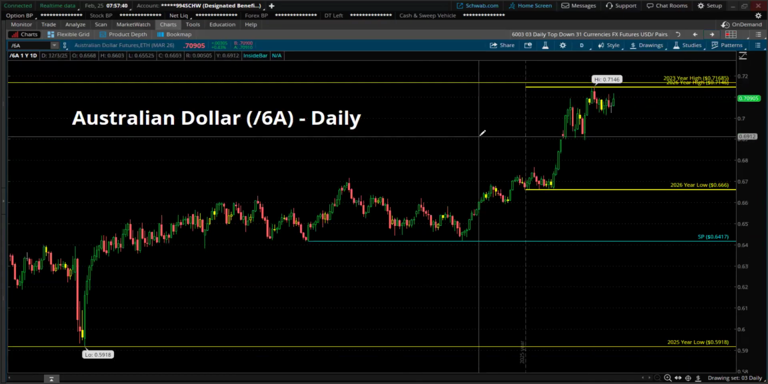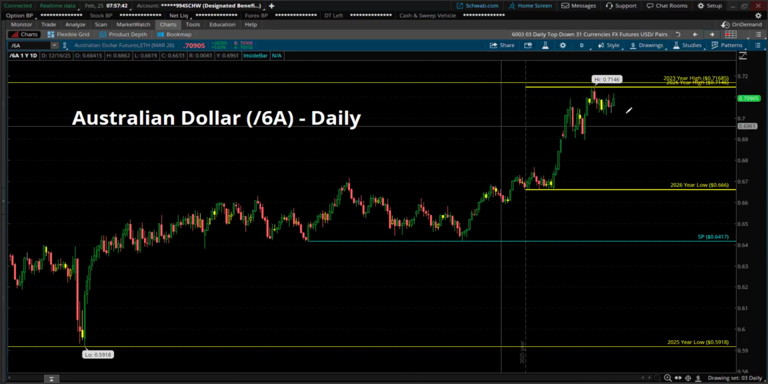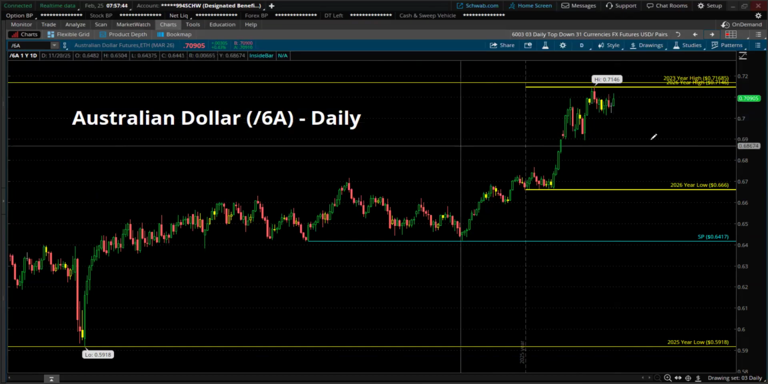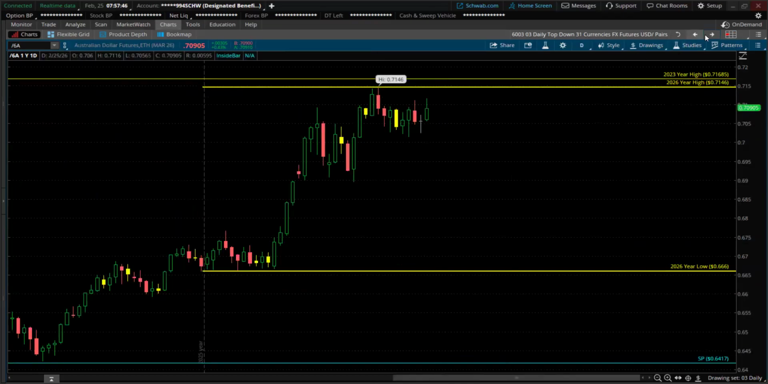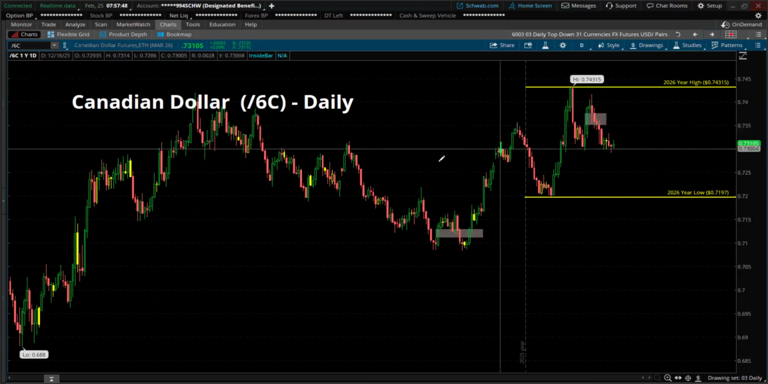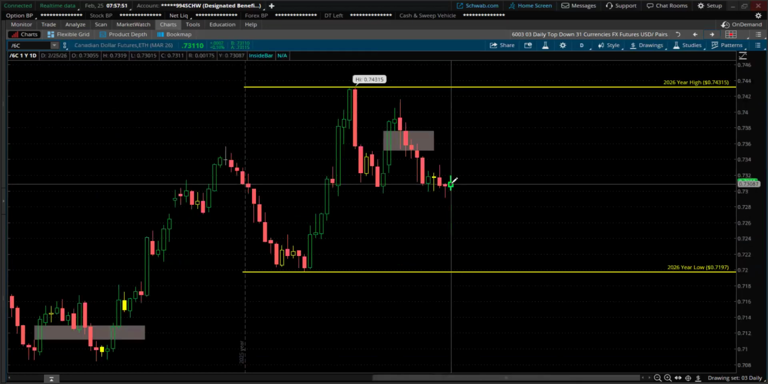Australian dollar. Already broke the high of yesterday. Canadian dollar broke the high of yesterday.